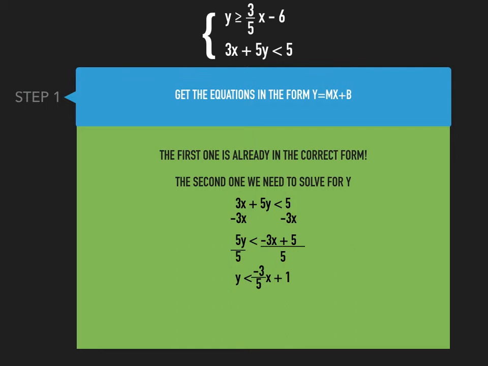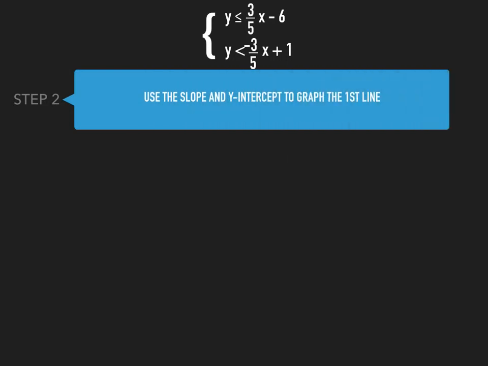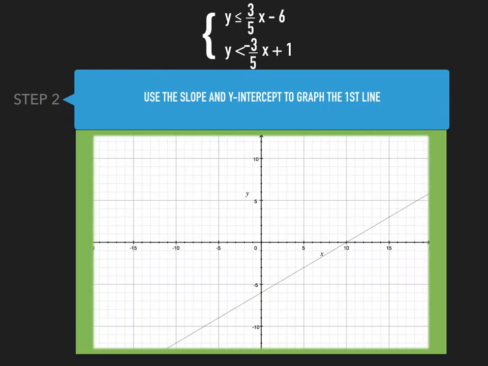So we take negative 3x and divide it by 5, which will give us negative 3/5 times x, plus 5 divided by 5 is 1. Now we've got it in the correct form. Let's go ahead and move on to step 2. Use the slope and y-intercept to graph the first line. Once again, if you need help with that, please view the other recording.